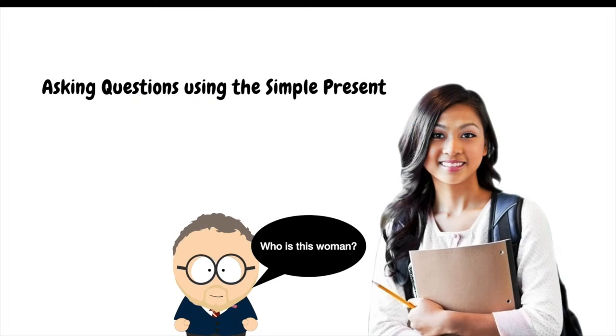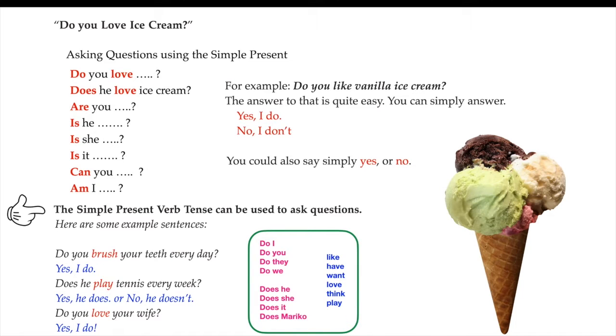Again, we're going to talk about asking questions using the simple present verb tense. Who is this woman? That's an example of a simple present question. I don't know who she is. I just found her picture on the internet.